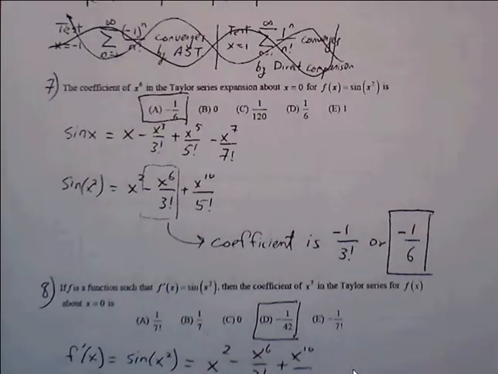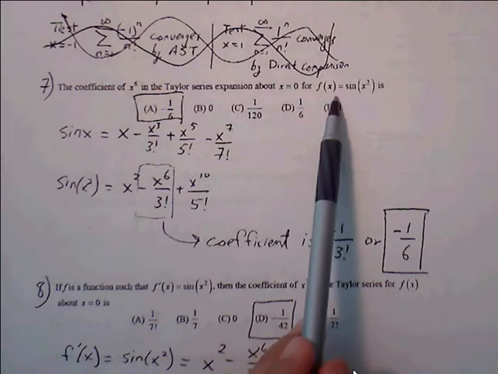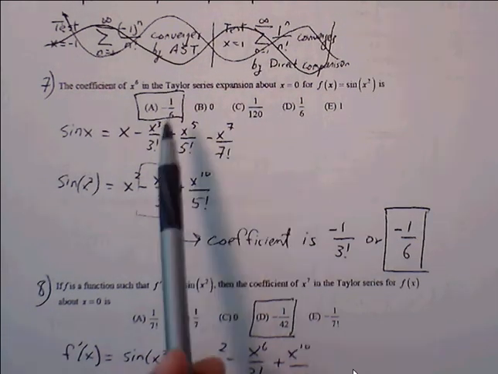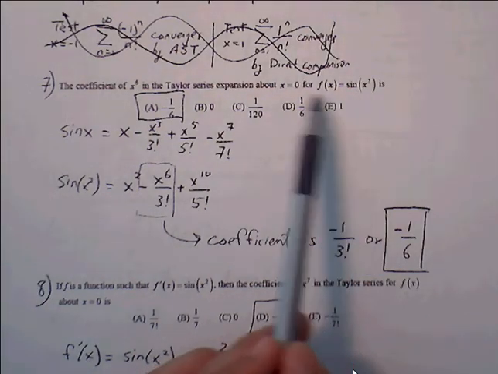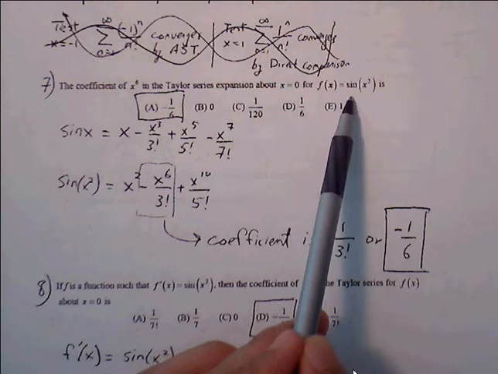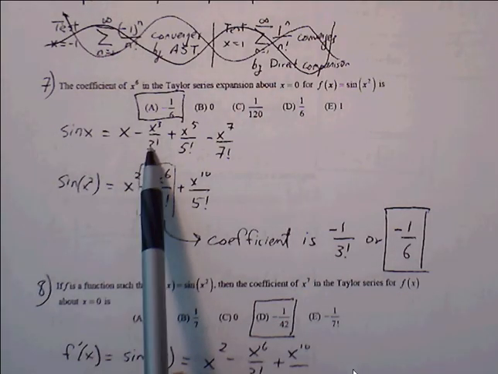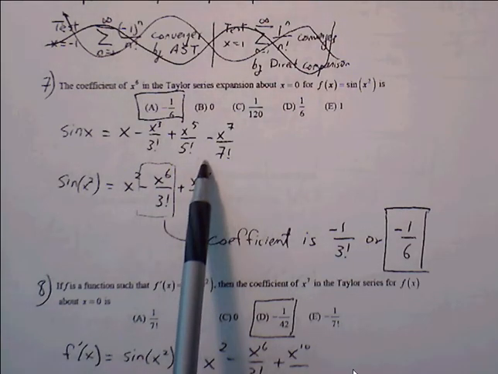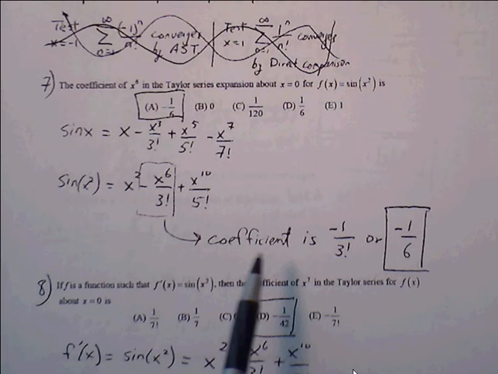Okay, number 7, the coefficient of x to the 6th in the expansion for f of x equals sine of x squared is. So let's go ahead and build our Maclaurin polynomial for sine of x. So sine of x is going to be x minus x cubed over 3 factorial plus x to the 5th over 5 factorial minus x to the 7th over 7 factorial. We want to make sure that we memorize these basic Maclaurin series.